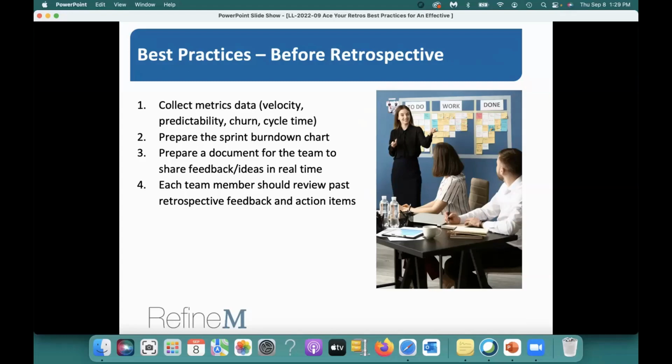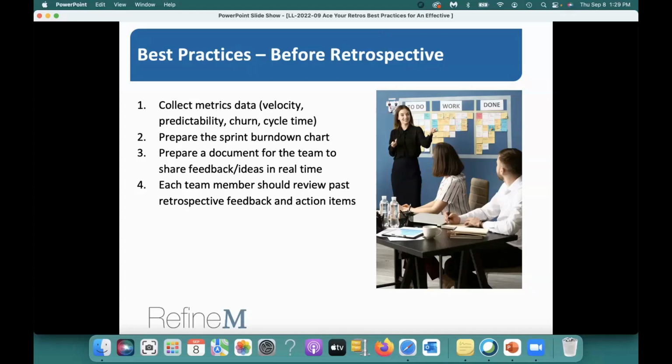Collect metrics. The very fundamental thing that the teams don't do, the scrum masters don't do, project managers don't do. So what are the metrics related to quality, and what are the metrics related to effectiveness? Those are the two things we are trying to improve, right? So what are those metrics? Velocity, predictability, churn, cycle time, any quality related metrics. Okay. So what are your key metrics?